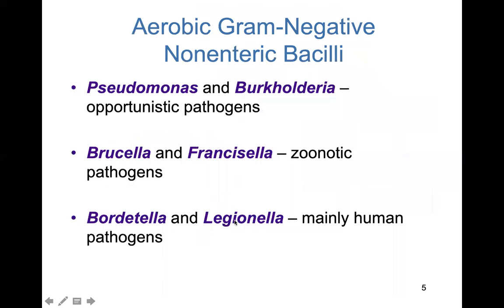Okay, so aerobic, gram-negative, non-enteric bacteria. So this is stuff that shouldn't be in your digestive tract. I'm not going to say that some of us don't have Pseudomonas in our digestive tract because it's everywhere. Okay, do you guys remember me saying anything about Pseudomonas before?